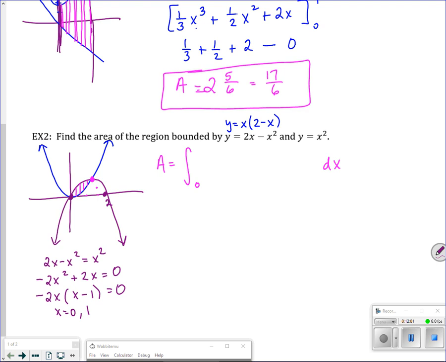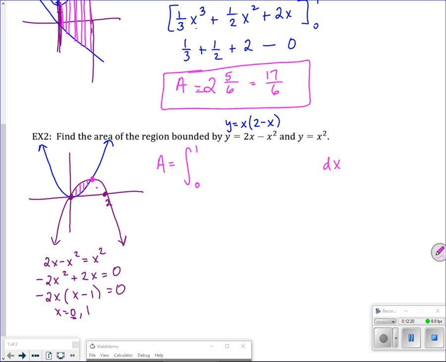So cool. That gave me the x value. It makes sense that I get 0. I kind of already knew that one, but it helped me get that top bound. So again, if your bounds aren't intuitive from the picture, then you're going to have to set your equations equal to solve.